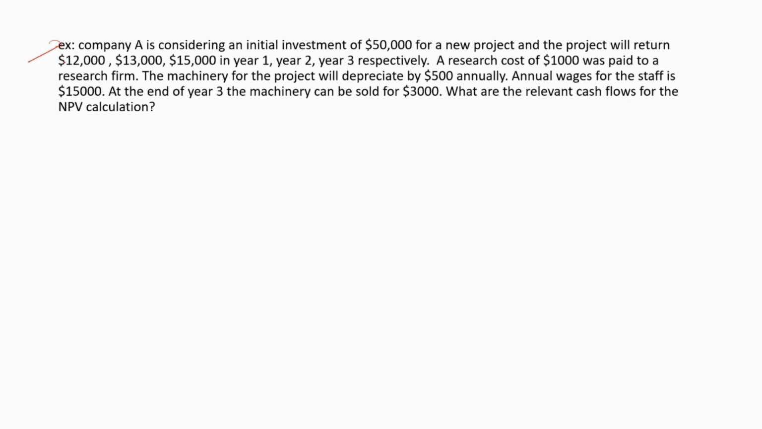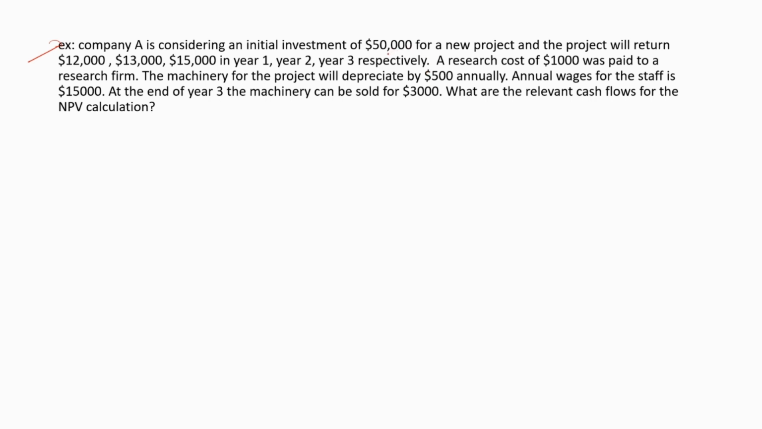Annual wages for the staff is 15,000. At the end of year 3, the machinery can be sold for 3,000. What are the relevant cash flows for the NPV calculation? So first, we have to identify what are the relevant cash flows and what are the irrelevant cash flows. Let's take one cash flow at a time.